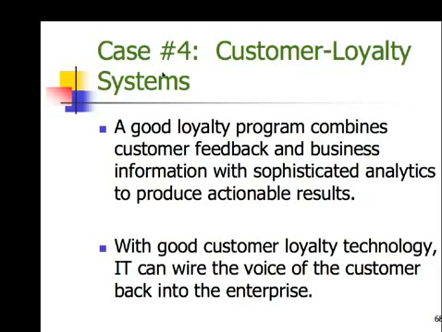You know, oh, you were looking for a camera, so now all of a sudden you're being force-fed ads for something you already bought. That's not really nice, actually. So with good customer loyalty technology, IT can wire the voice of the customer, hopefully, back into the enterprise, and get the customer what they want. Companies like Apple, big companies that can take large-scale feedback and process it, can benefit from it.